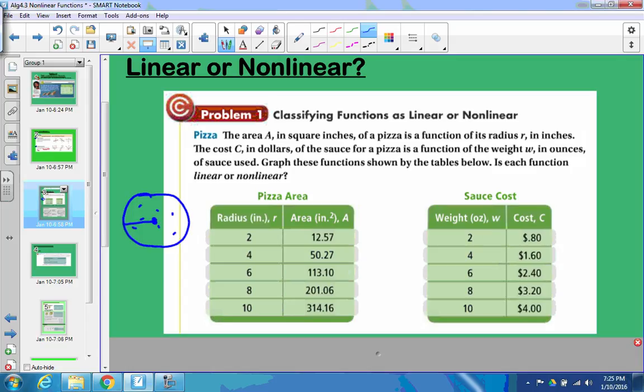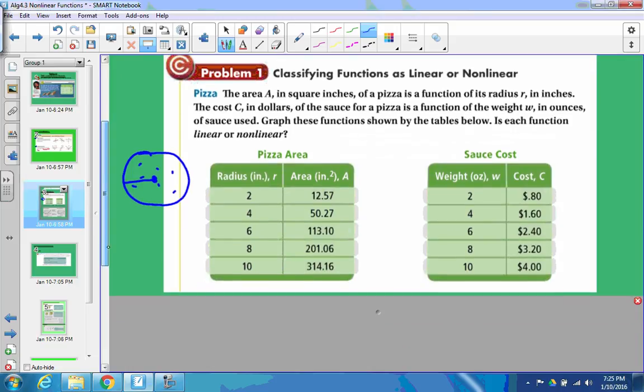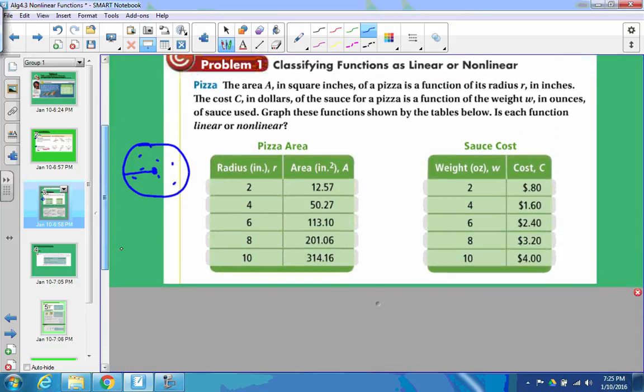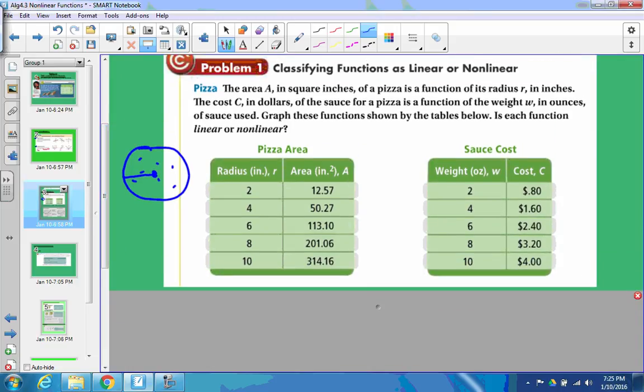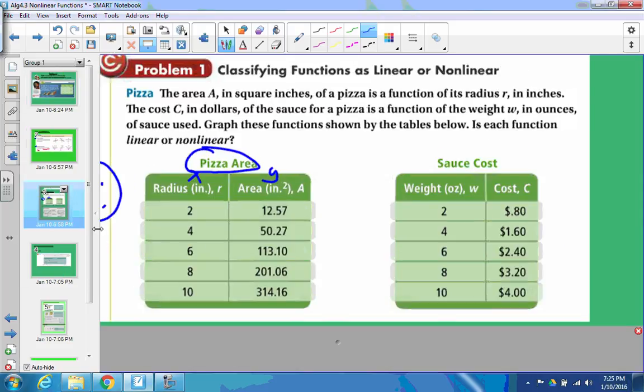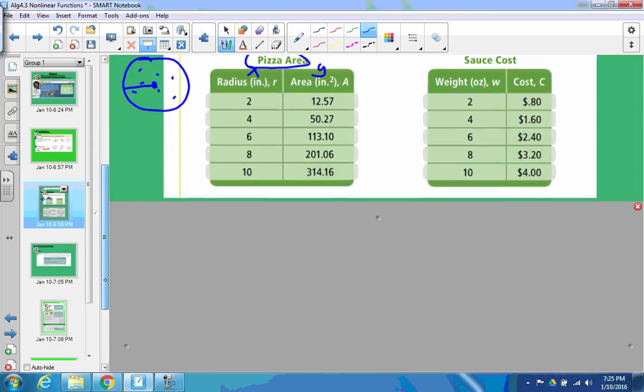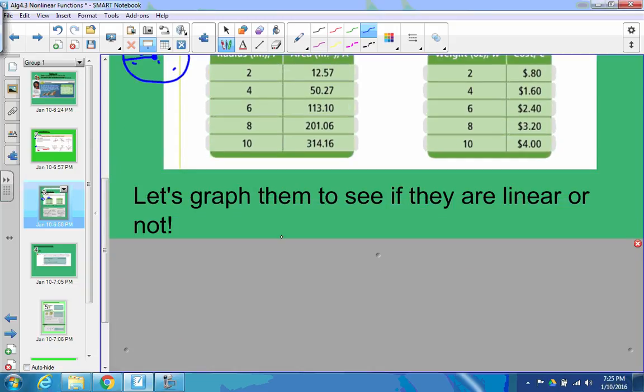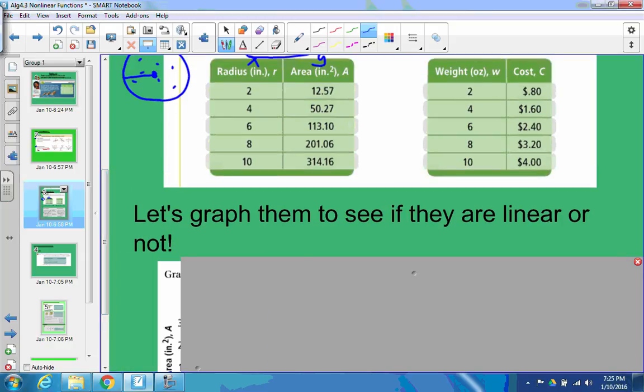So graph these functions shown. We're going to do two examples at once. So we have our graphs already. The first one is the area of a pizza. It says the radius and the area. So this would be your x and your y. That's how we always do it. So if you were to graph that, because graphing them is the best way to tell if it is a function or not, or a linear function or a nonlinear function. So let's graph them and tell whether it is linear or not.